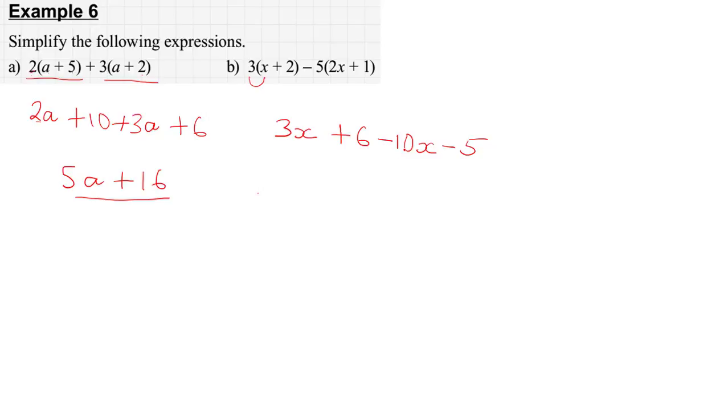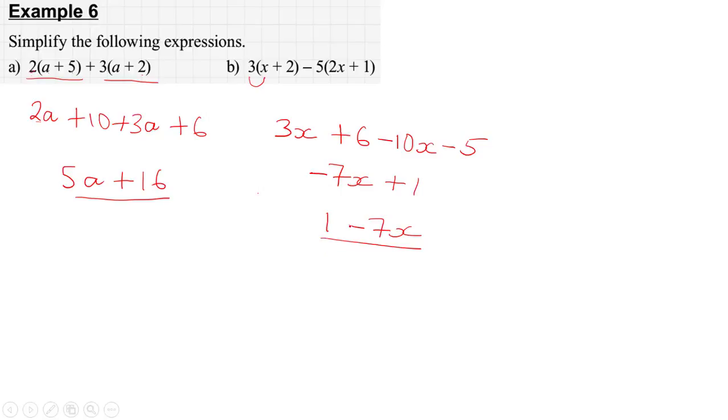Simplifying, I've got 3x here minus 10x, which becomes negative 7x. Then 6 minus 5, which becomes positive 1. Then you can bring the 1 in front and then bring the 7x at the back. So that's how to do that.